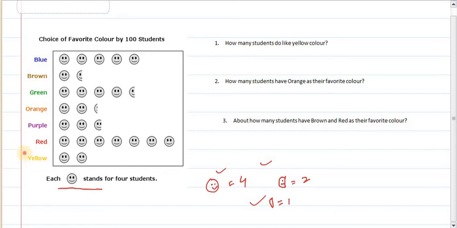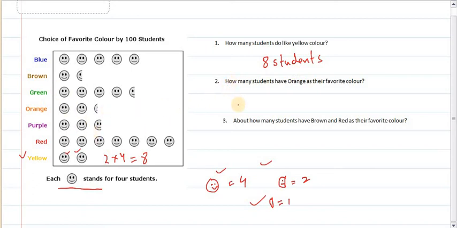So here we have the yellow color. There are two pictures for yellow, and we know that each picture is representing 4 students. So it means we have here 2 times 4. 2 pictures and each picture for 4. So total is 8. So I can say 8 students choose yellow as their favorite color.